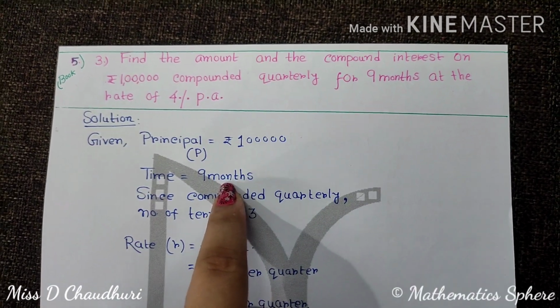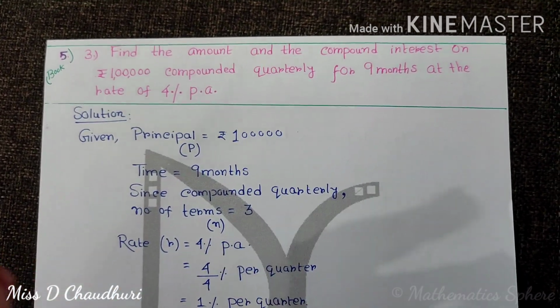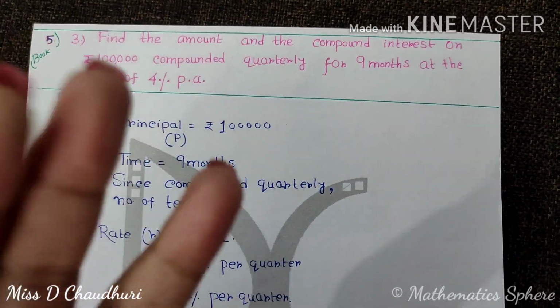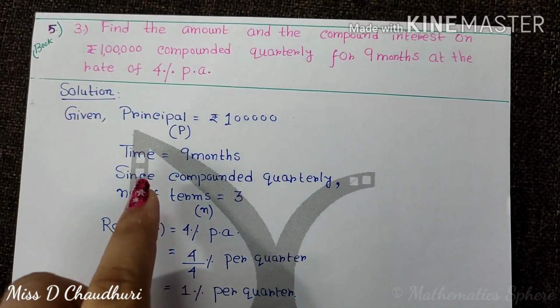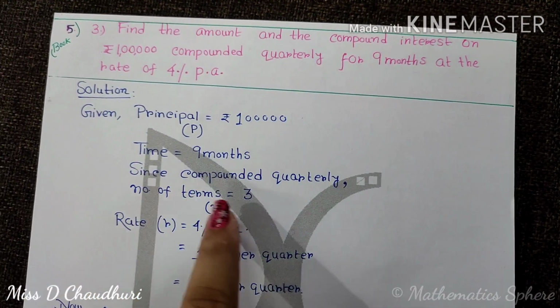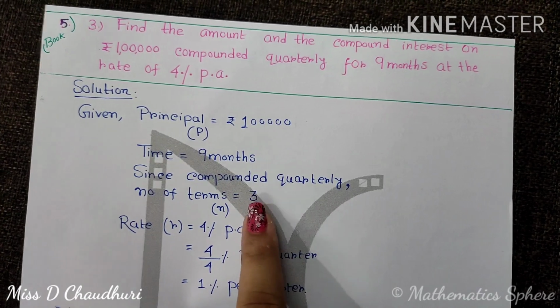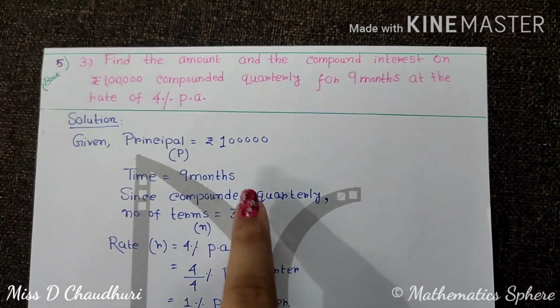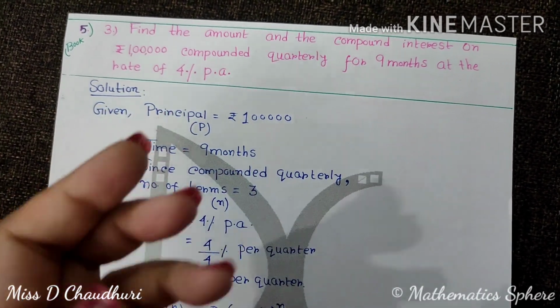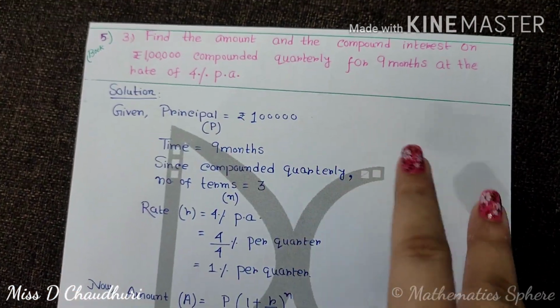Here you will have to think a bit. You think how many quarters are there in 9 months? 9 months means 3, 3, 3. So 3 quarters we were going to get. So since the compound interest is compounded quarterly, number of terms will be 3. This is very important, be careful. Means if 9 months time, in 1 year how many quarters are there? 4. So 1 year means 12 months, 3, 3, 3, 3 you are taking.